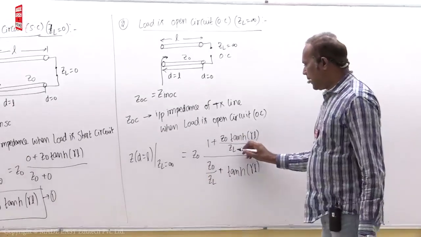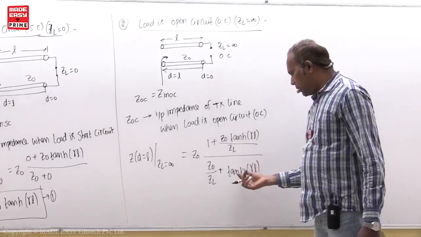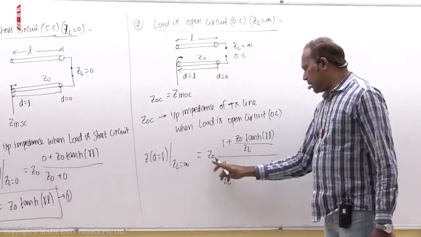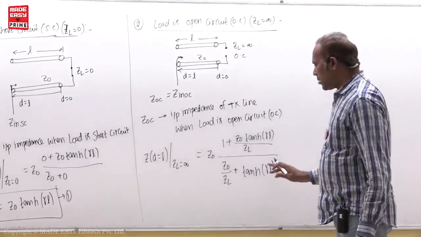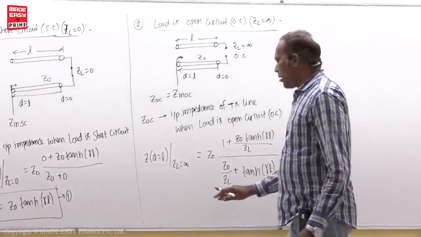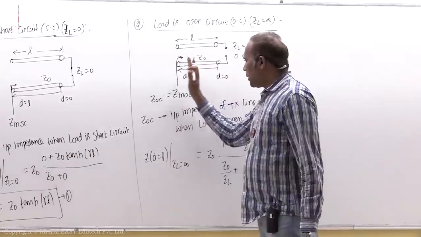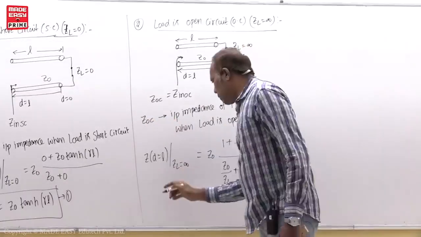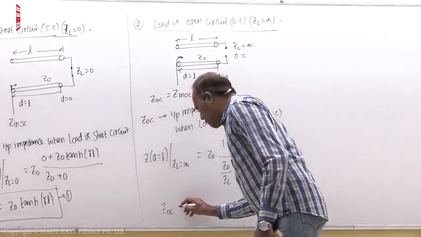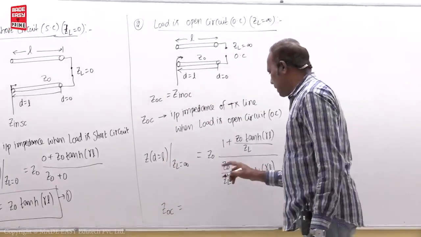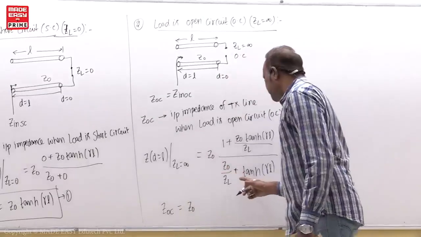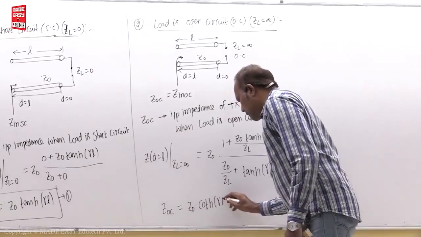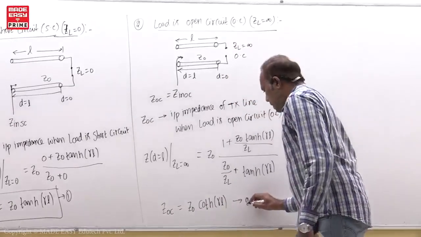You substitute now ZL infinity here. So something by infinity is 0. Here also something by infinity is 0. Now this is 0, this is 0. Now Z0 by tan H gamma L remains. So that is Z0 cot H gamma L. So now D is equal to L means input. ZL is equal to infinity means load is open circuit. So it is symbolized as ZOC. We gave it a symbol, ZOC. So this is Z0 times 1 by tan H gamma L, which becomes cot H gamma L. So this is equation number 2.